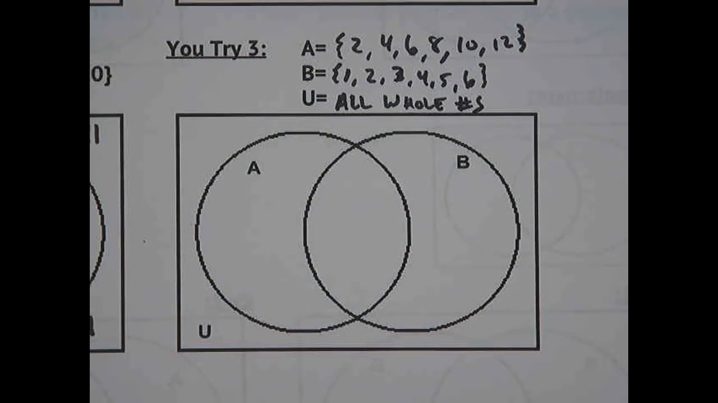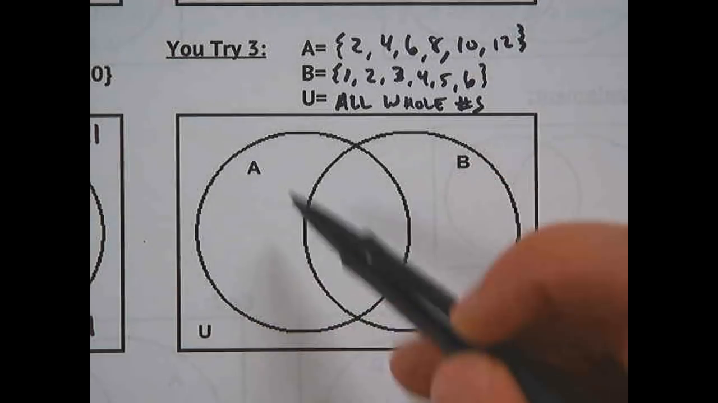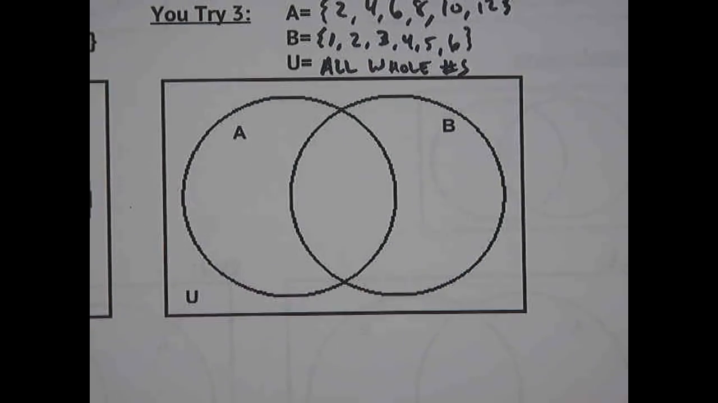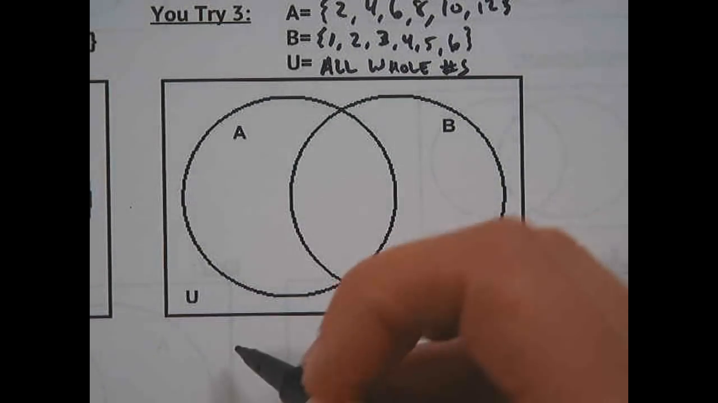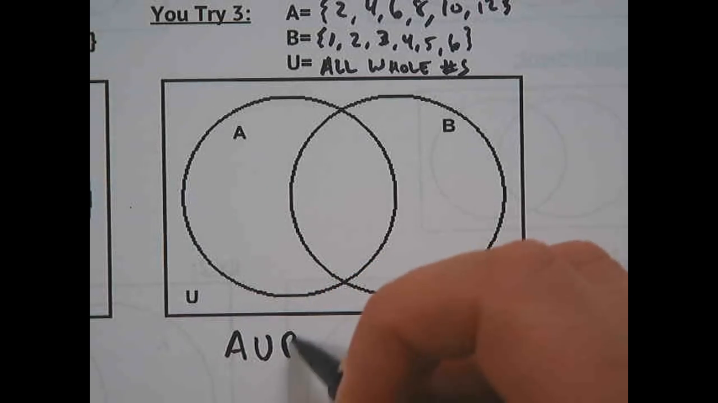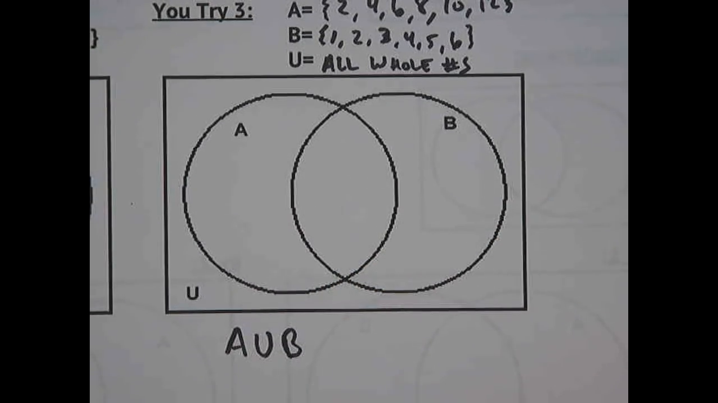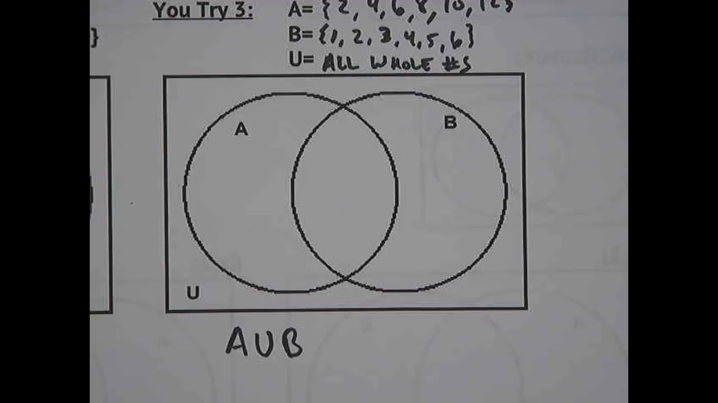Okay, so go ahead and fill in where those numbers would all go, and then tell me what would A union B include. All right, so pause the video and try this problem out and then restart it, and I'll tell you how to do it.